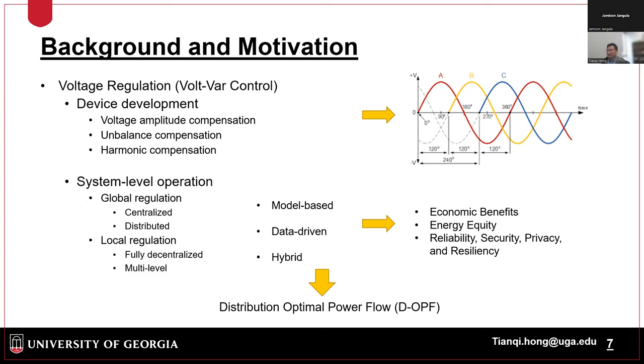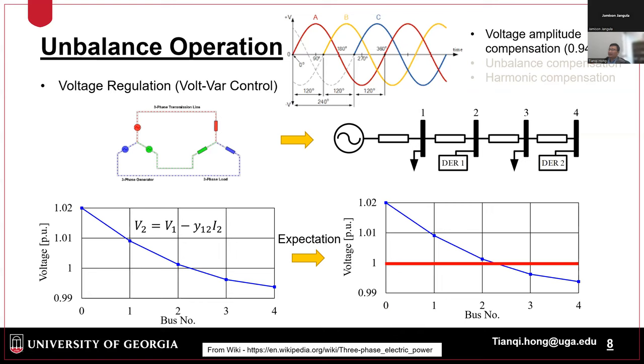So that's all for the background and motivation. The next topic will be unbalanced operation. But before we directly talk about unbalanced operation, let's start from a simple case, in which we assume that the system is balanced. By assuming the system is balanced, the only objective for the operation is to drive the terminal voltage within a certain range, for example, from 0.94 to 1.06. And because we assume the system is three-phase balanced, we can simplify the model by only considering the positive sequence model of the power system, as shown in the figure here.